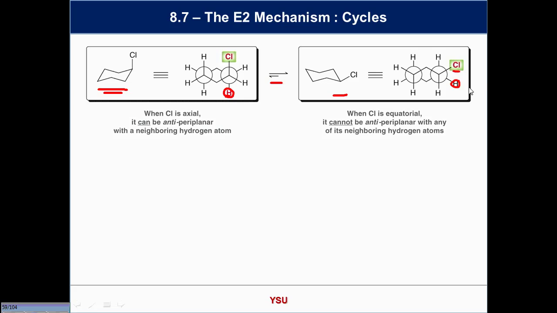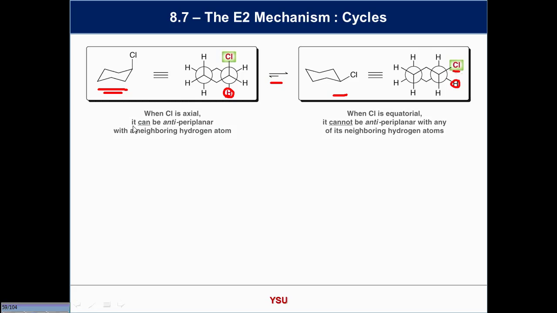Gauche. Good. We have this language now. We can use it quickly to talk about detail. If it's gauche, what has to happen for this system to eliminate to give a pi bond? You have to rotate. What does that cost you? Energy. Does that make it faster or slower? Slower. That's all there is to this.